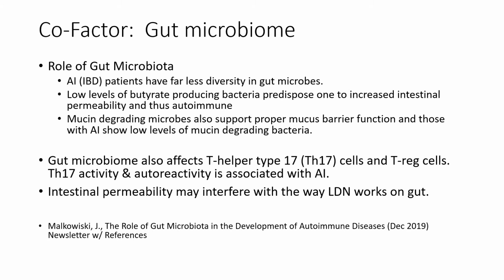Gut microbiome also affects the T helper cell, or TH17 cells, Treg cells, and we know that TH17 activity and autoreactivity are associated with AI. And again, we see the connection between gastric permeability and the use of LDN. If you have increased intestinal permeability, it may interfere with the way LDN works on the gut, and vice versa. So you have to consider both when you're prescribing this as a therapy.